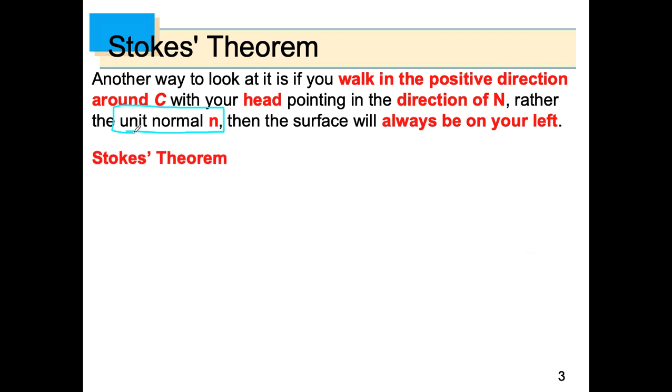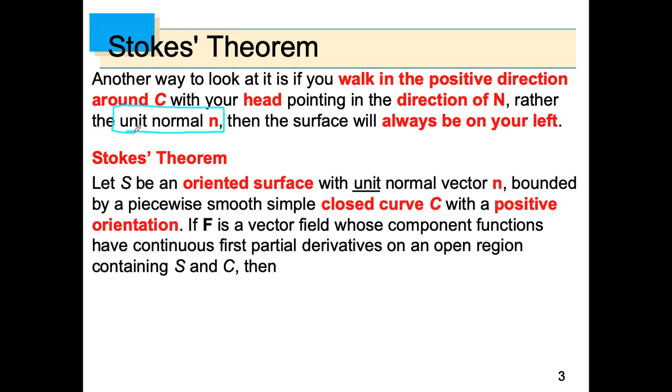So let me go ahead and introduce Stokes' theorem, and the hypotheses of this theorem will be very important, so please keep that in mind. Let S be an oriented surface with unit normal vector N, bounded by a piecewise smooth, simple closed curve C with a positive orientation. If F is a vector field whose component functions have continuous first partial derivatives in an open region containing S and C, the surface and the curve, then this formula will be true.